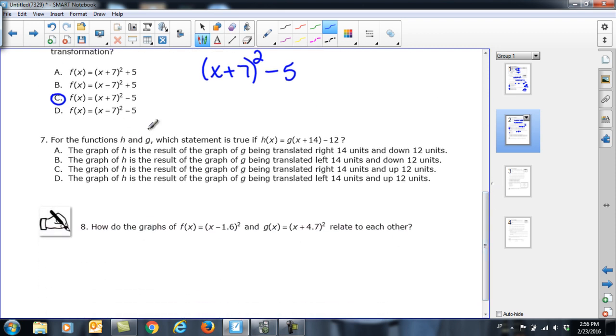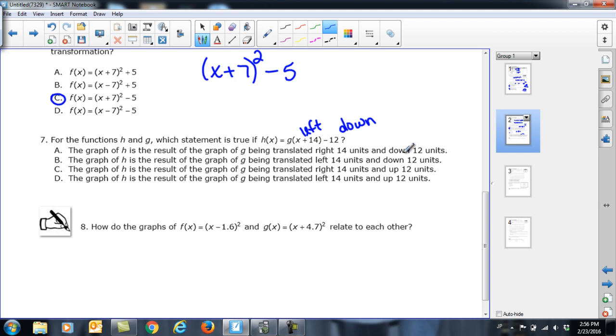So number 7 here, for the functions h and g, which statement is true? h of x is equal to g of x plus 14 minus 12. Well, this plus 14 goes left 14 units because of the plus, and this minus 12 goes down 12 units because of the minus. So what I need to see is that h is the graph being translated 14 left and 12 down.